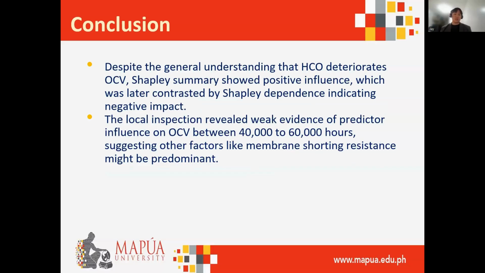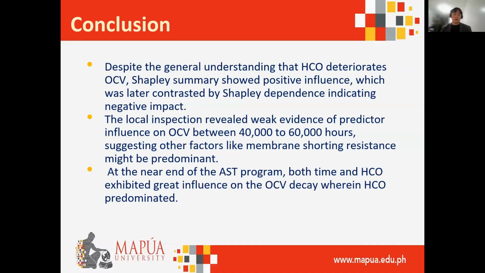And the local inspection revealed weak evidence of predictor influence on OCV between 40,000 to 60,000 hours, suggesting that other factors like membrane shorting resistance might be predominant. At the near end of the ASTP program, both time and HCO exhibited great influence on the OCV decay, wherein HCO predominated.